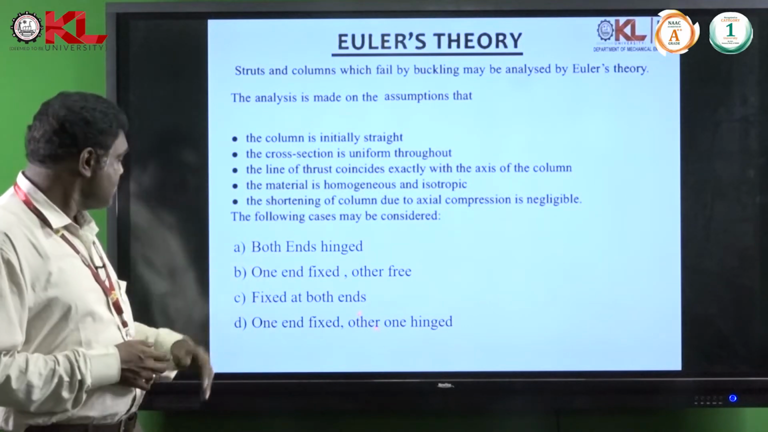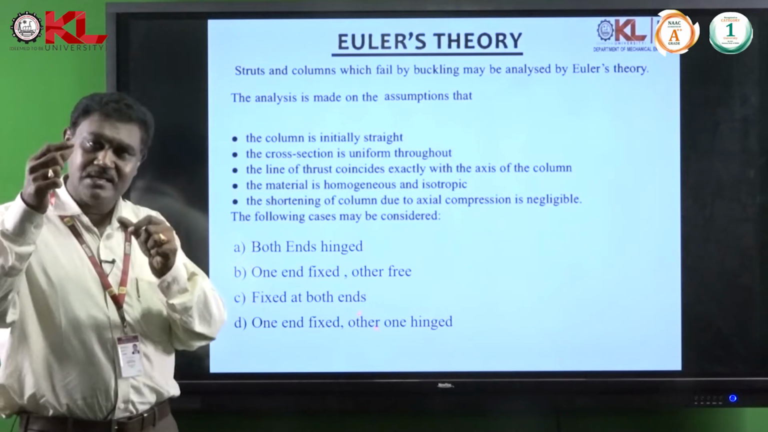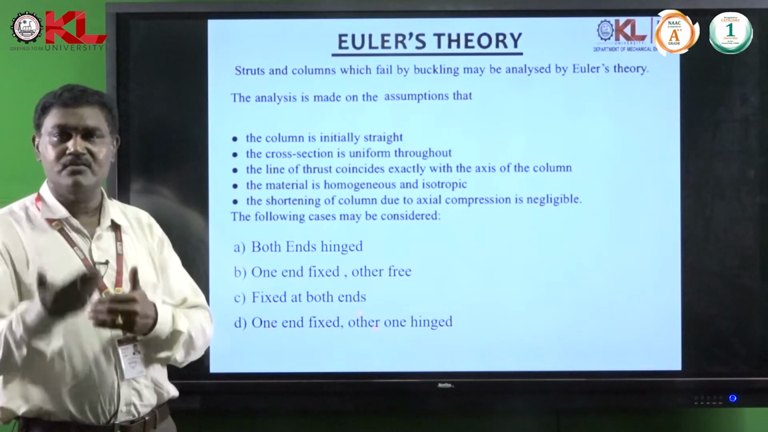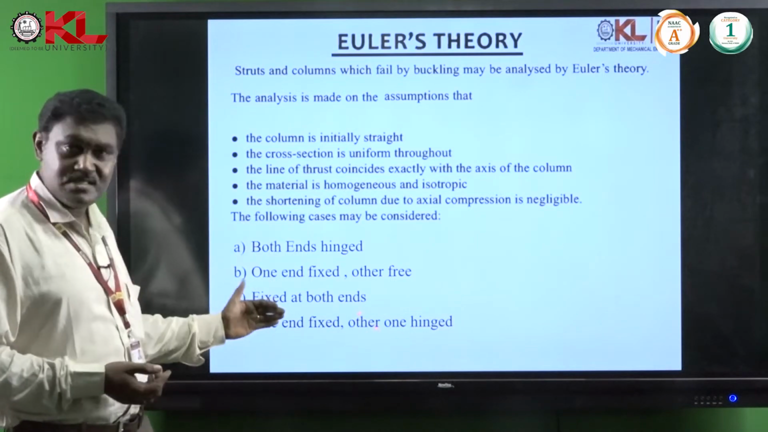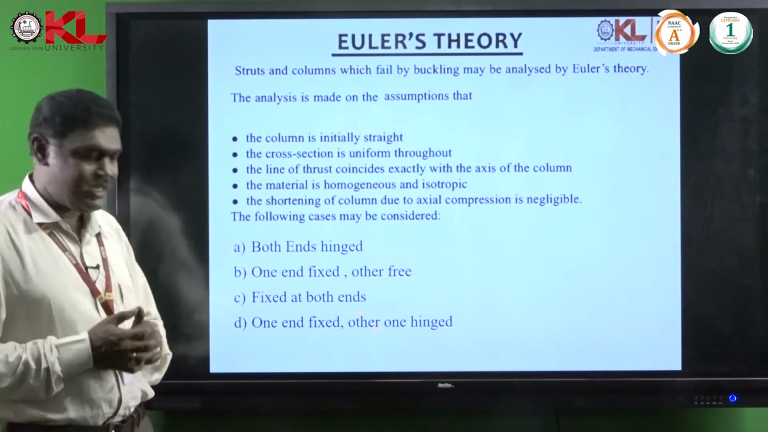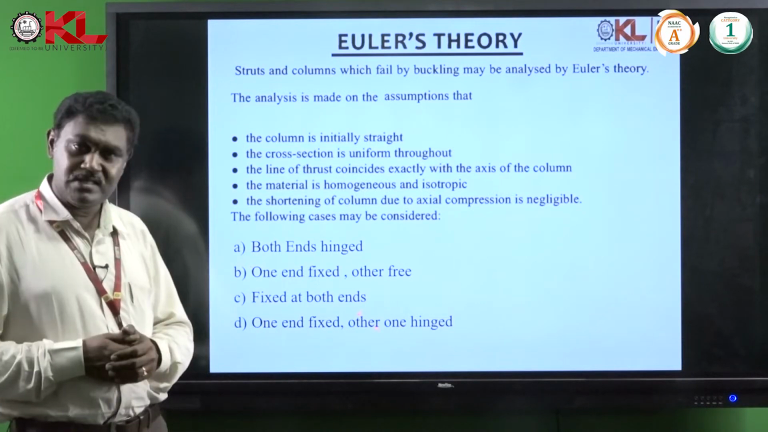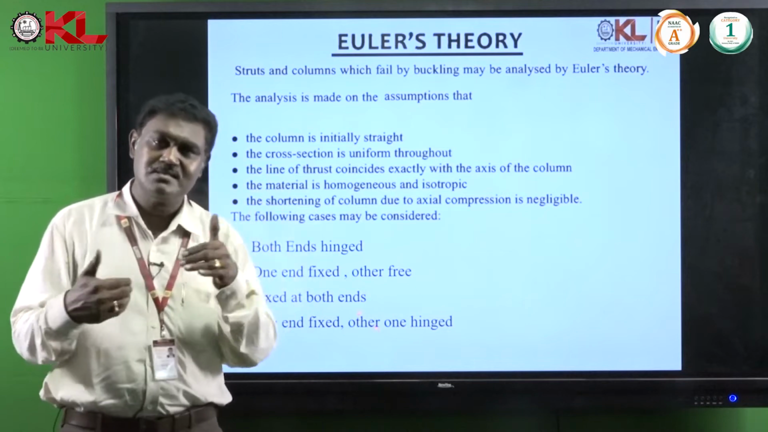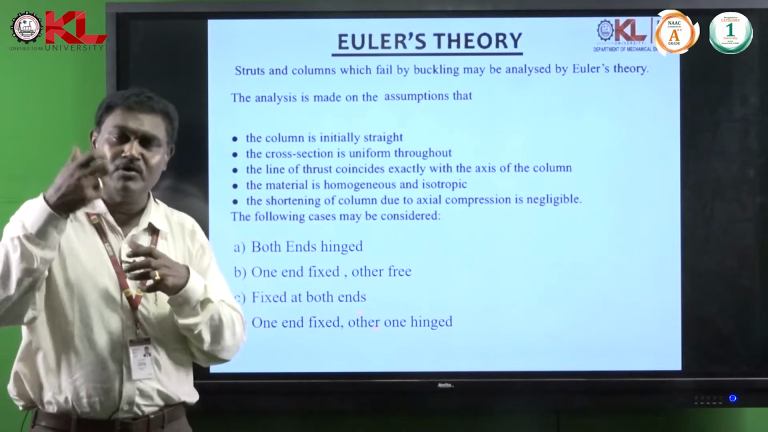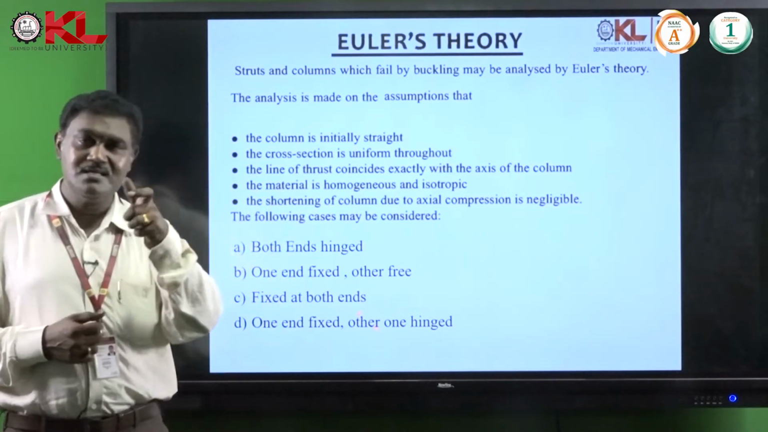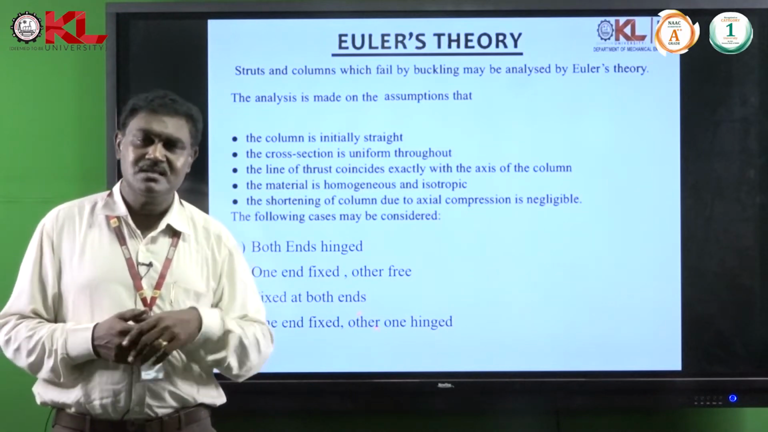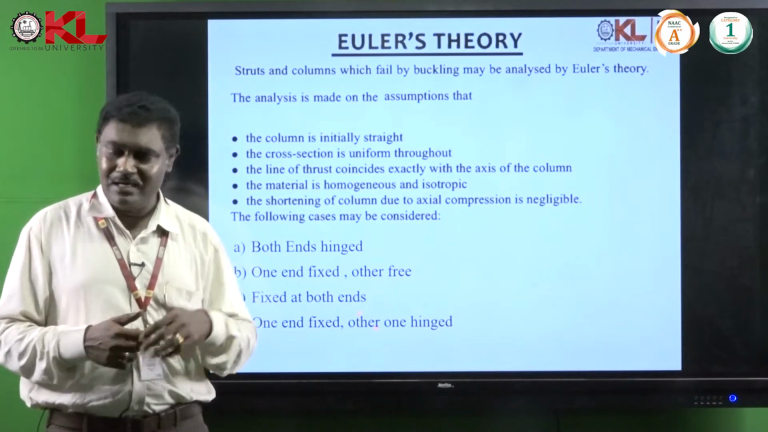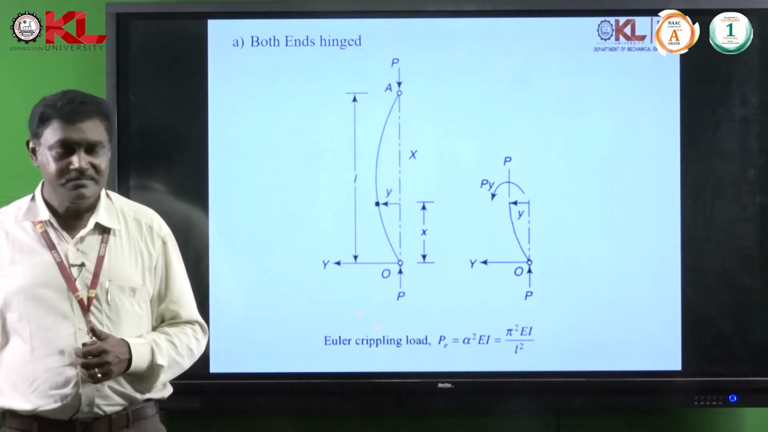These four cases are there. One is both ends hinged, the second is one end fixed and the other end free, the third is fixed at both ends, and the fourth is one end fixed and the other hinged. These are the four cases generally used for mounting of columns. For each case, we are going to calculate how the buckling takes place and what the magnitude of stresses is. We will see them one by one.